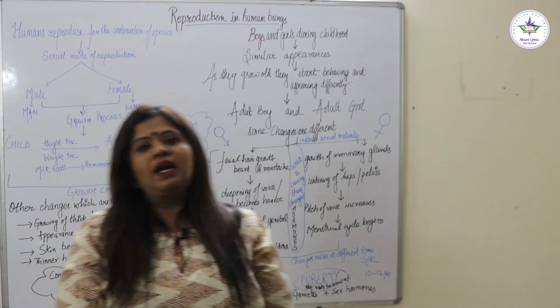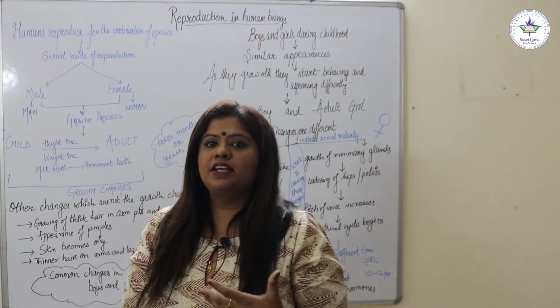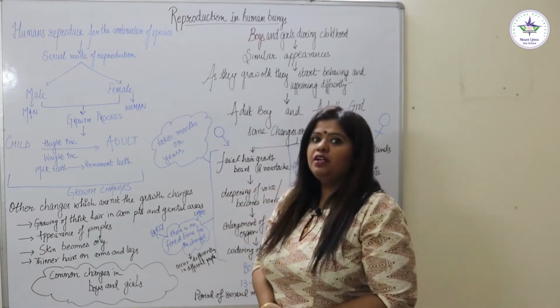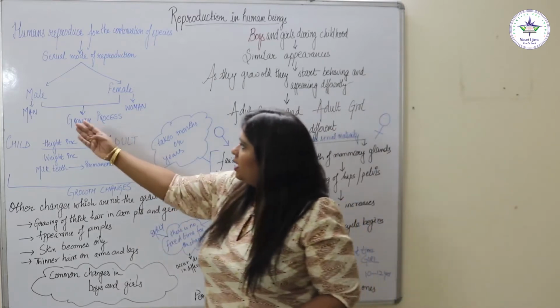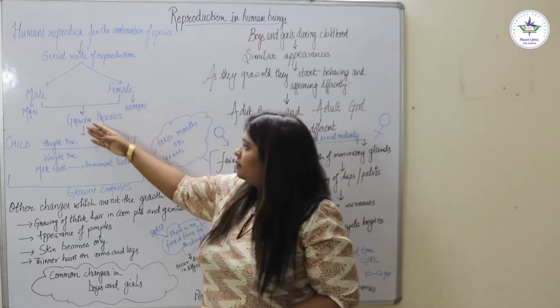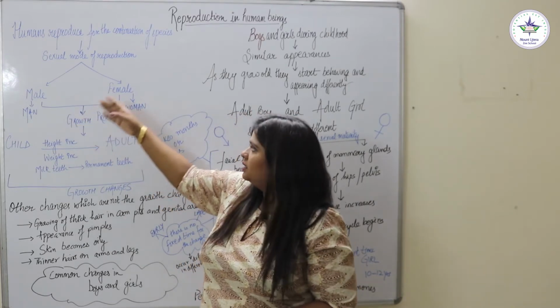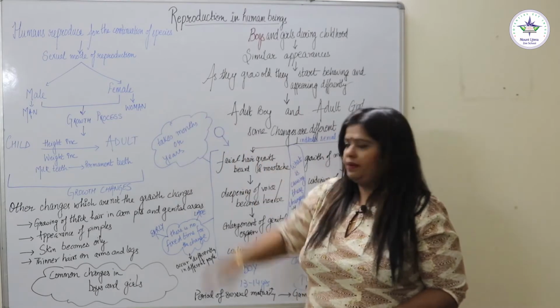The mode of reproduction in human beings is a sexual mode of reproduction, and that's why we have two genders, the male and the female. The male is known as man in case of human beings, and the female is known as woman.